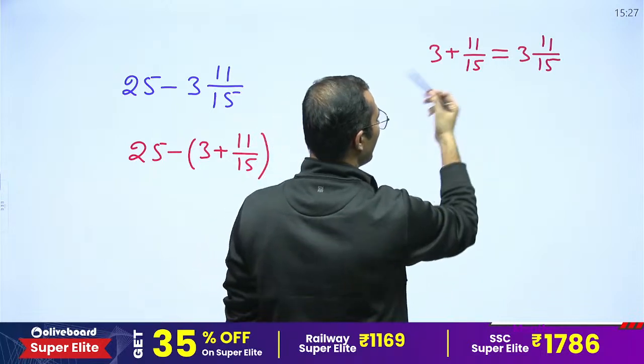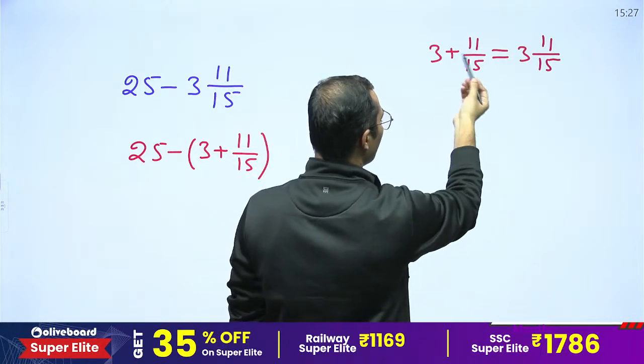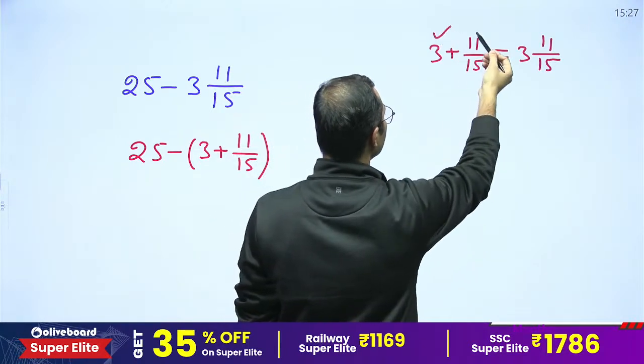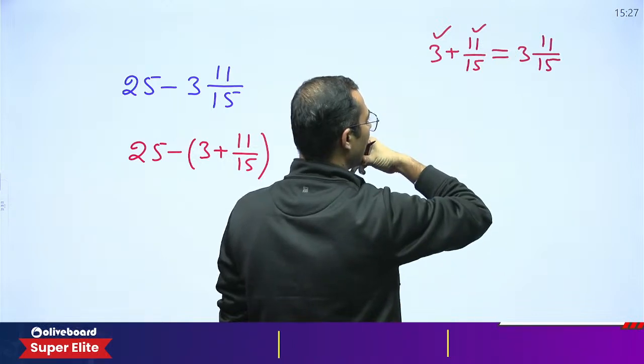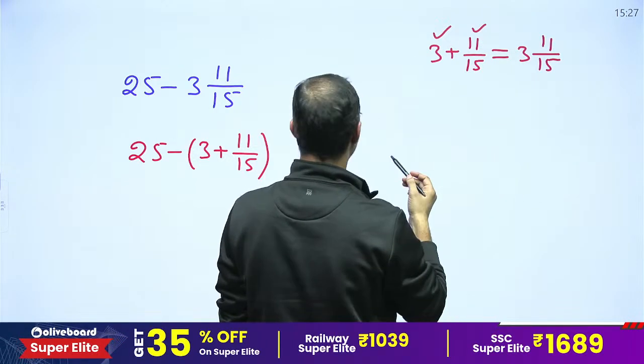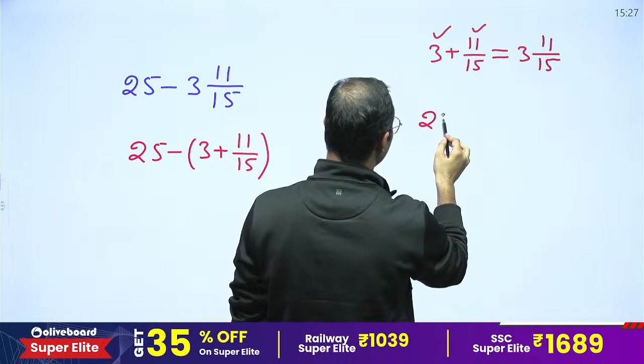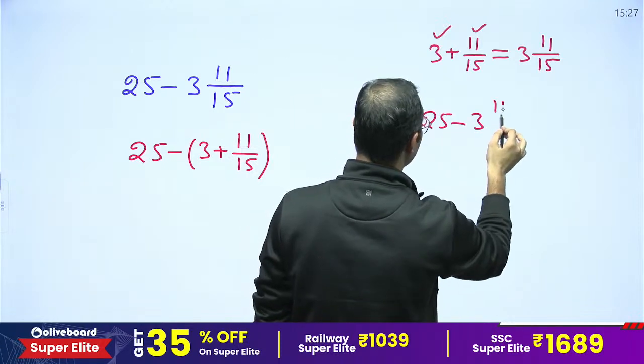So it is very easy when we are adding a complete number with a fraction, right? But when we are subtracting, it is a little bit tough, right? So 25 minus 3, 11 upon 15.